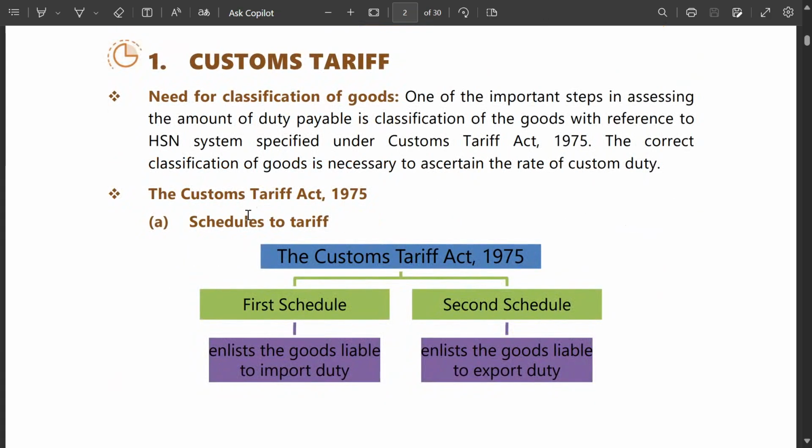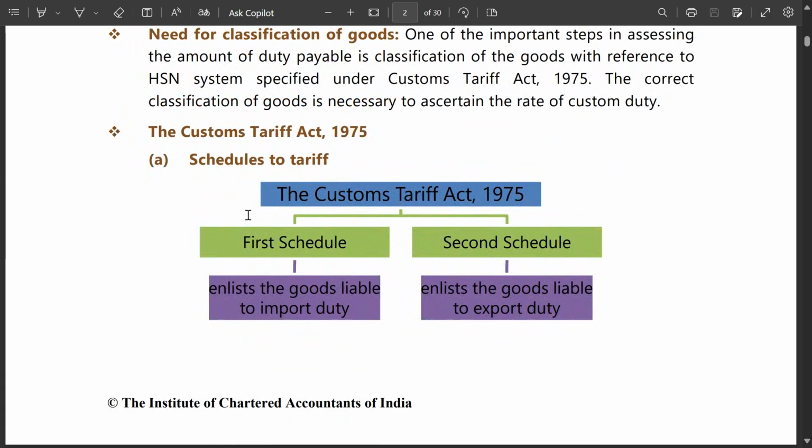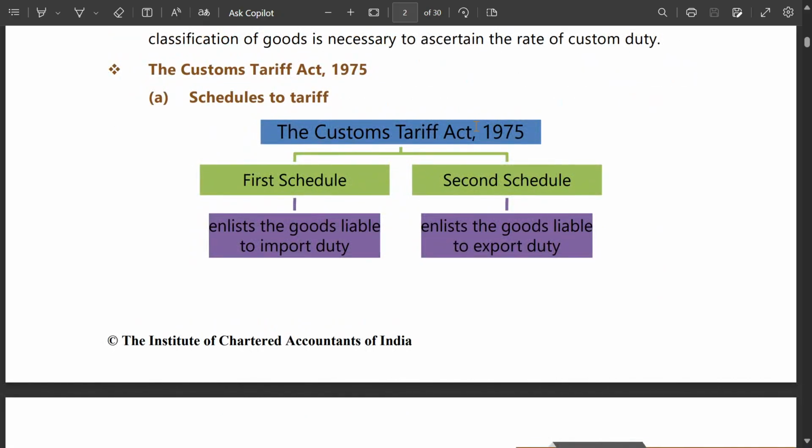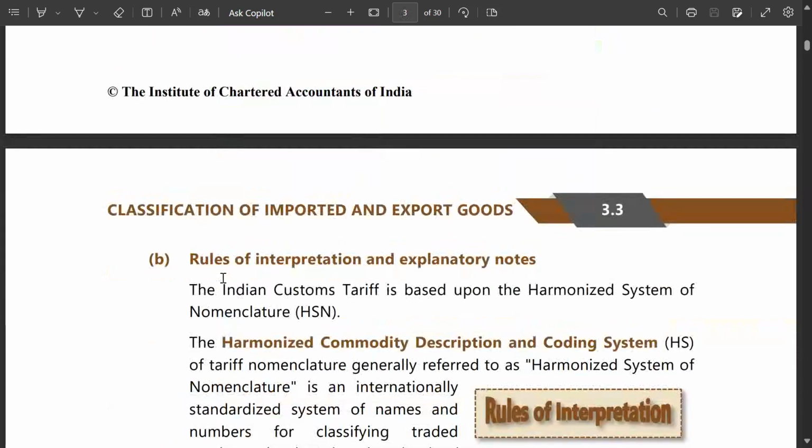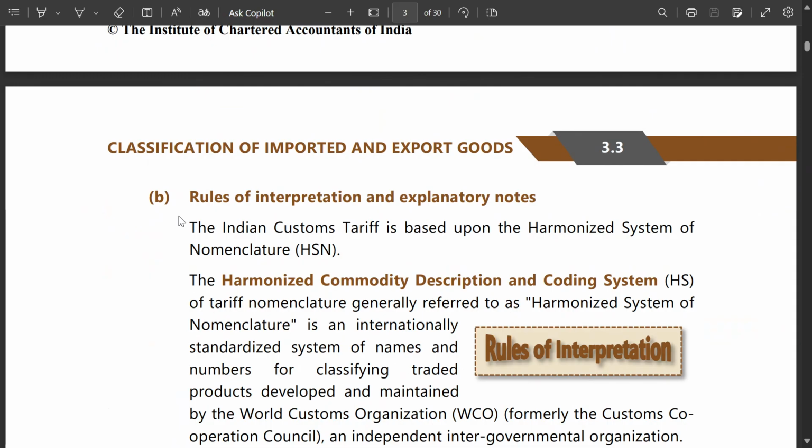The correct classification is necessary to ascertain the rate of customs duty. Customs Tariff Act 1975, Schedule to Tariff. The Customs Tariff Act 1975 has a first schedule and a second schedule. The first schedule enlists the goods liable for import duty, and the second schedule enlists the goods liable for export duty. So rules of interpretation and explanatory notes apply.